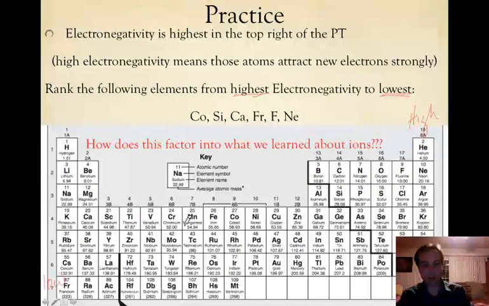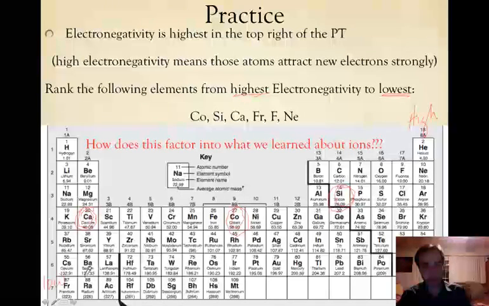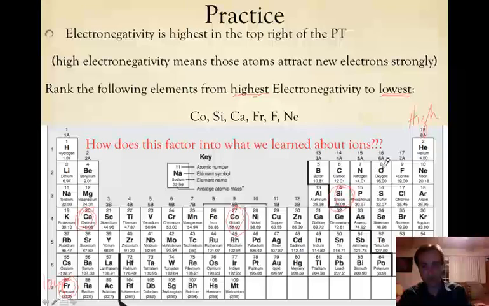Okay, if you didn't like me from before, I went ahead and circled. So cobalt's right here, silicon's right here, calcium's over here, francium is down here, fluorine is up here, and neon. Okay, so based on this idea, the top right of the periodic table has the highest electronegativity. So that would lead me to believe that neon would start us off.